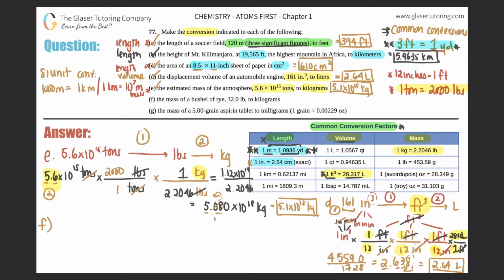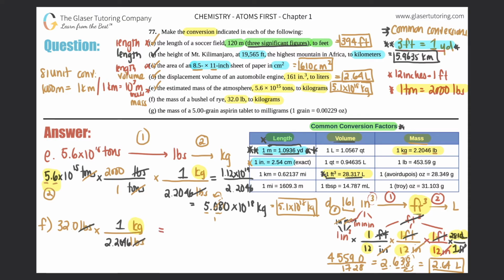The mass of a bushel of rye, 32.0 pounds, to kilograms. And this is definitely a mass question because I said it right there. So we're using the third tier in mass, and there's my conversion, right? Pounds to kilograms. So this one is pretty easy. We take the 32.0 pounds times a ratio. We don't want pounds anymore, that goes on the bottom. We want kilograms. And the conversion tells me 1 kilogram equals 2.2046 pounds. Pounds will cancel out. We are left with kilograms.